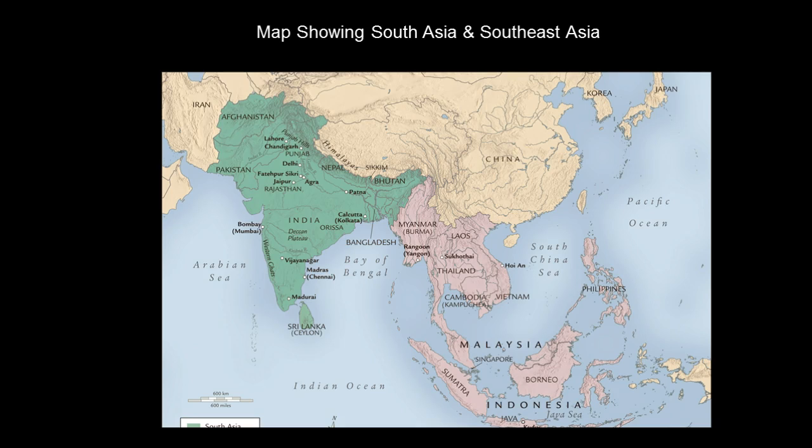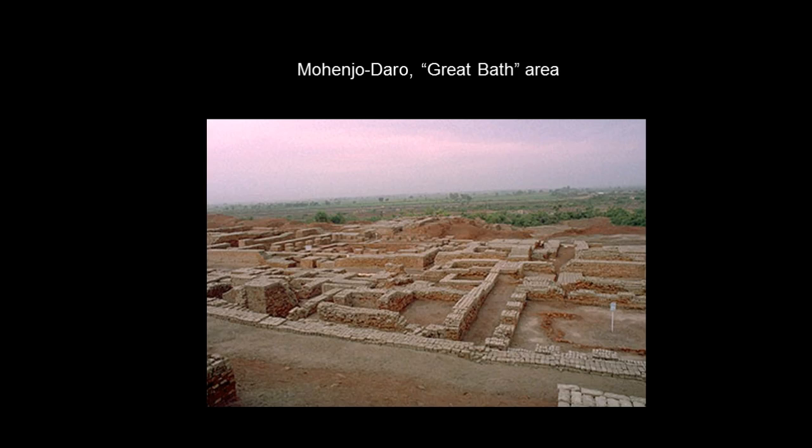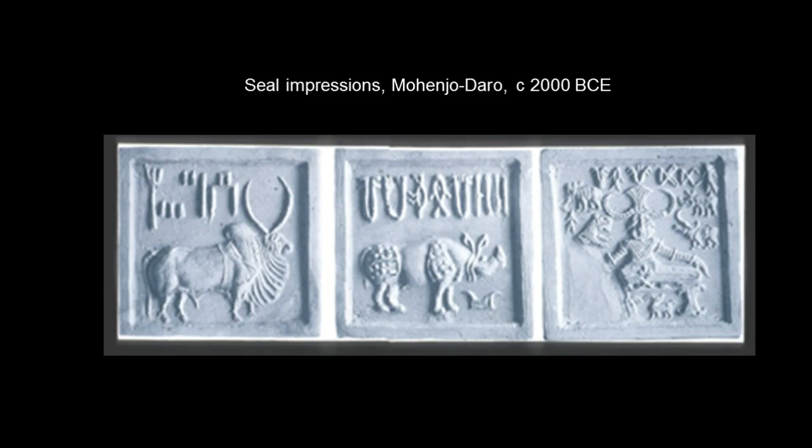People of the Indus River Valley produced kiln-fired brick masonry with which the cities of the IVC were built. You can see an example at Mohenjo-Daro here with the so-called citadel in view, and also the great bath area here with sunken baths used for perhaps ritual purposes.